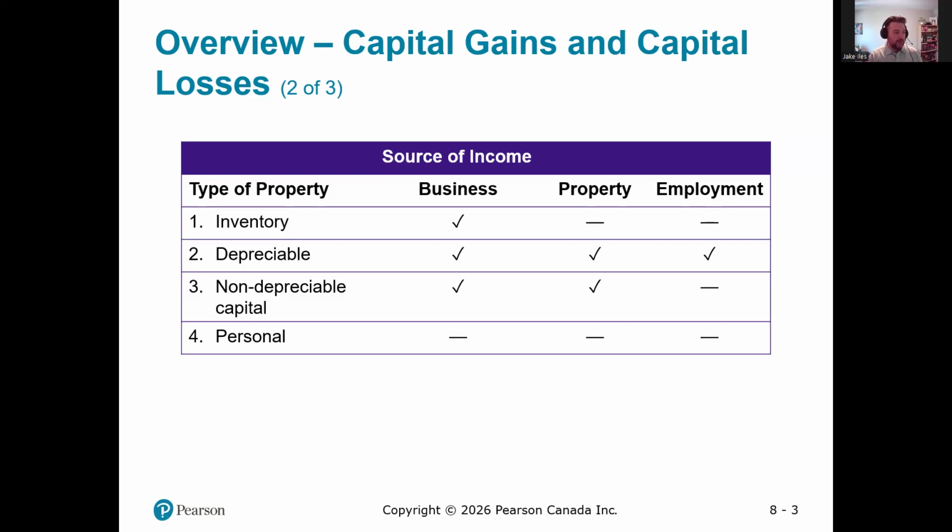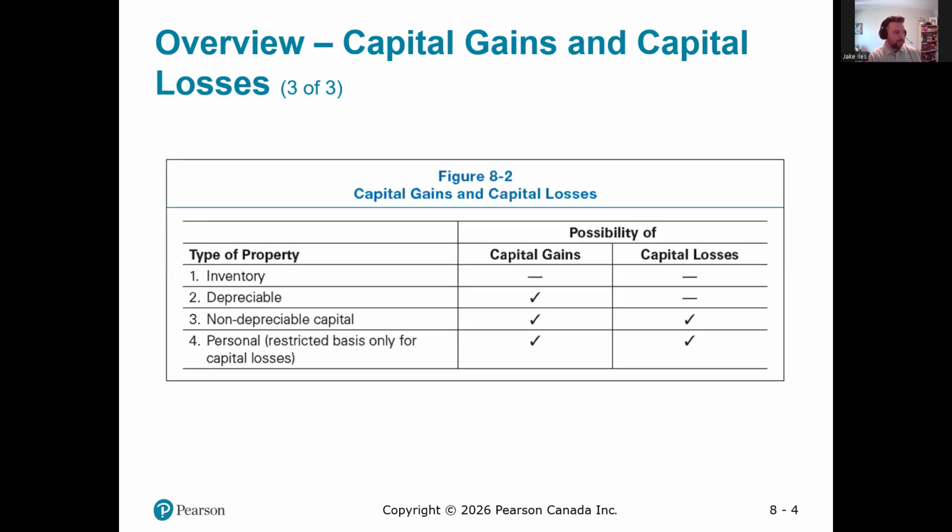For personal, we don't usually consider personal a source of income. If I buy a car to drive it, it's expected it's going to lose value. If I sell that car for less than I paid for it, that's not a capital loss. It lost value because of my use. So personal items don't usually convey capital gains or capital losses, but they can. And we'll discuss personal use property and listed personal property later in the chapter.